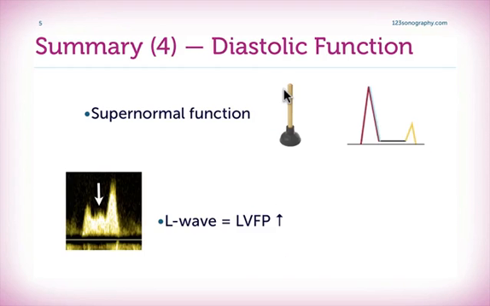What else do you have to watch out for? Some patients have supranormal function. They have a pattern which looks very much like the restrictive filling pattern with a very tall E wave and a small A wave. This is caused by suction of blood into the left ventricle during early diastole.